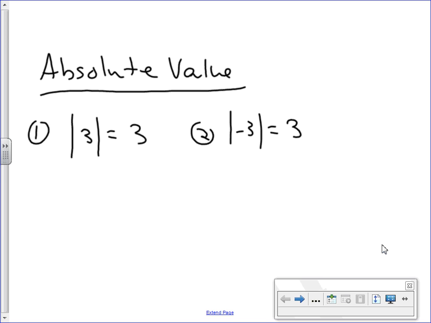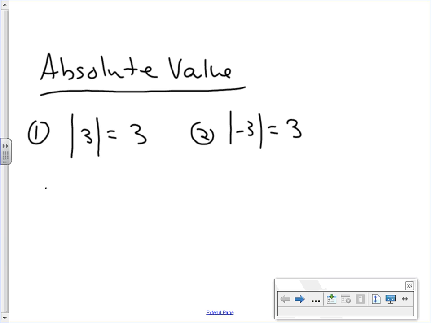So absolute values are never negative numbers. The absolute value of a number is never a negative number. There's a more formal definition for absolute value that you'll do in pre-calculus, but this will be pretty much good enough for what we're going to work with right now.